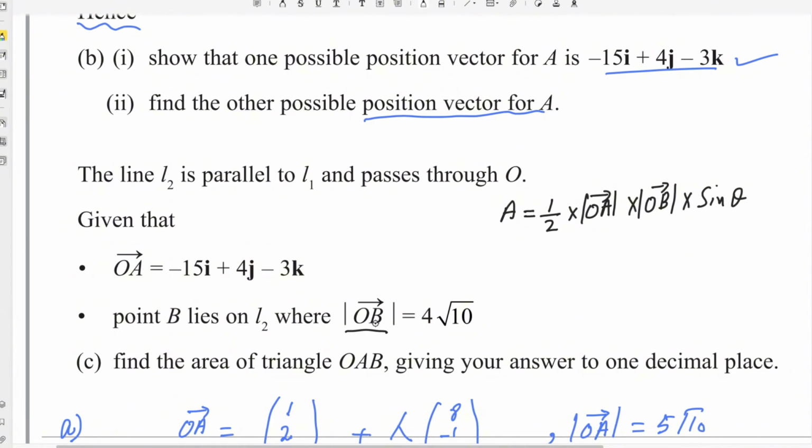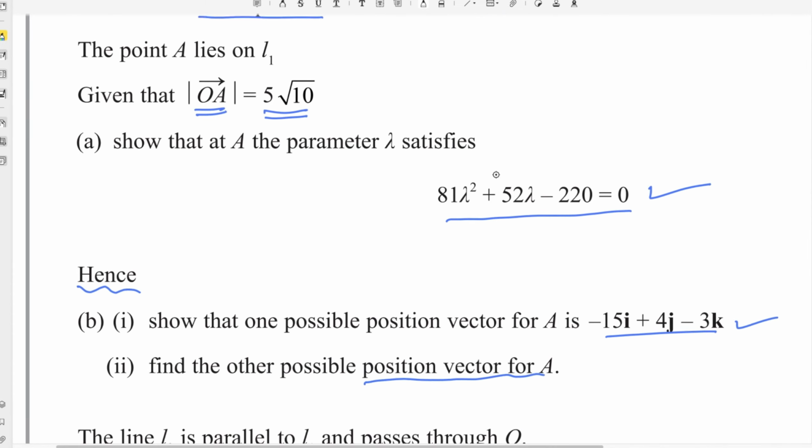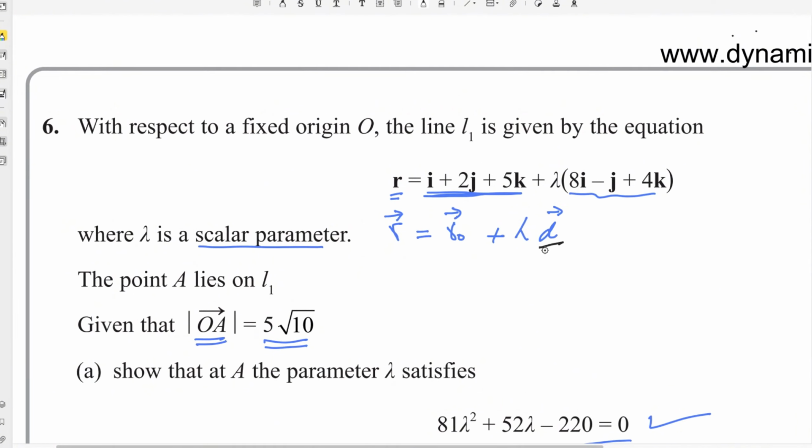Magnitude of OB is given, magnitude of OA could be found from here, but you need to find the angle theta. To understand how to find the angle theta between vector OA and vector OB, there is no need to draw, but I'm drawing this diagram just to let you understand. And this diagram is not according to the scale, by the way. Here, the line L2 is parallel to line L1 and passes through O. As I told you earlier, this vector is the direction vector. It is giving you the direction for line L1.